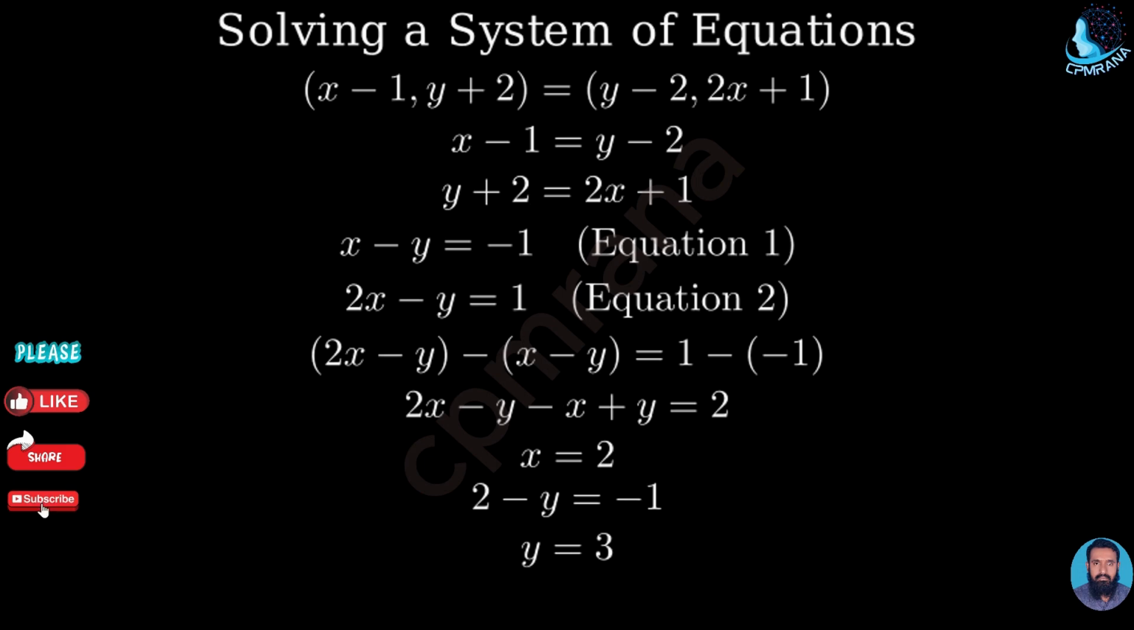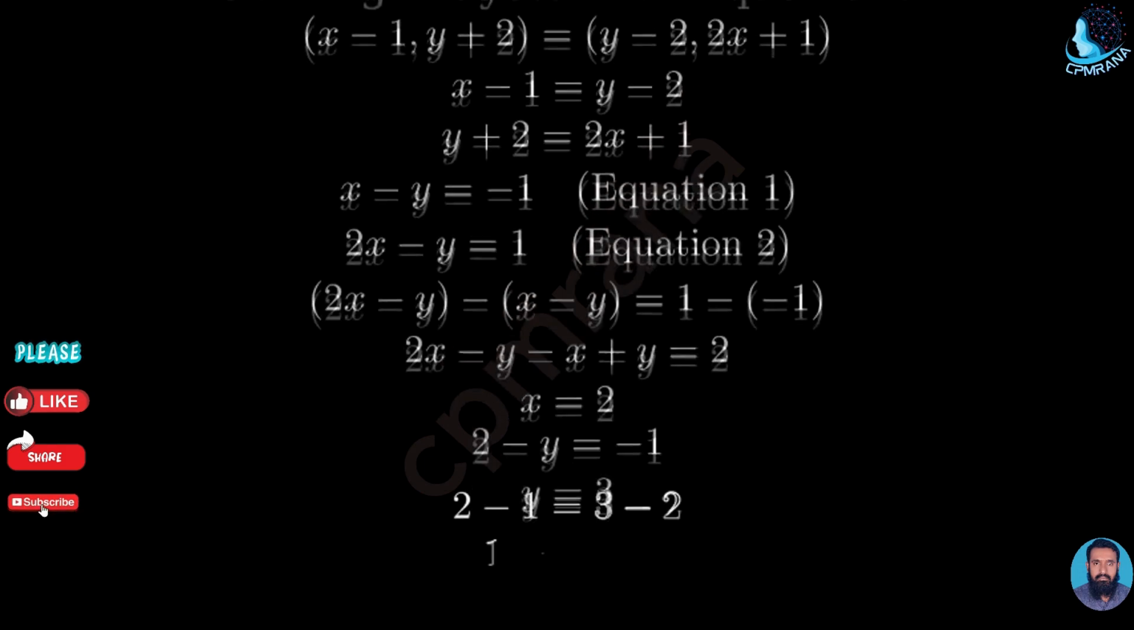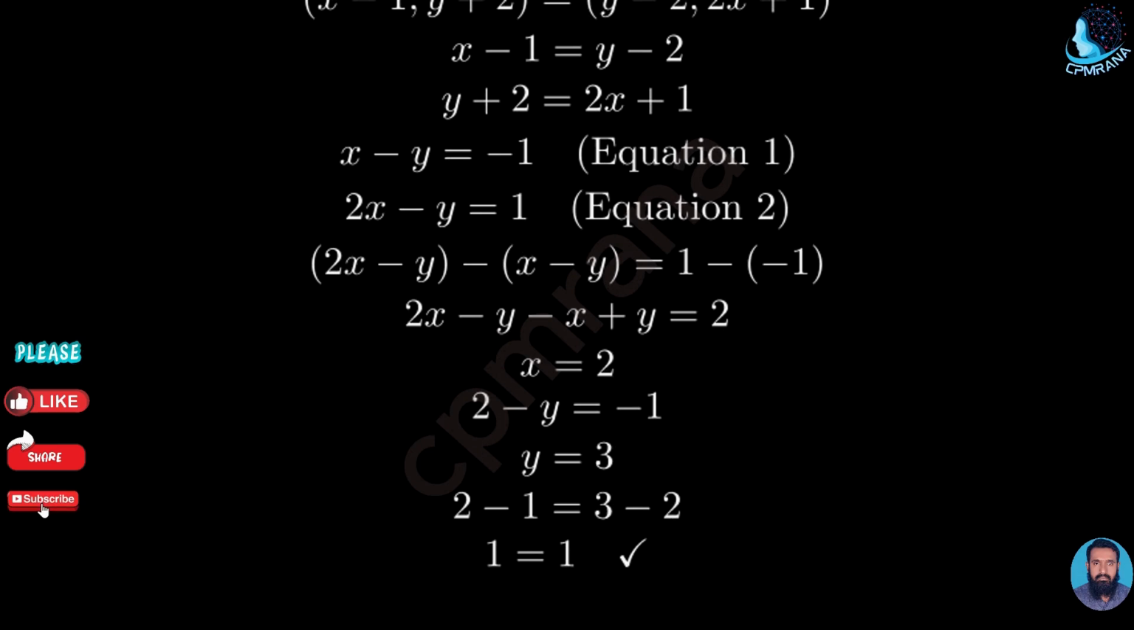Let's verify our solution by checking both original equations. For the first equation, when x equals 2 and y equals 3, 2 minus 1 equals 3 minus 2, which is true since 1 equals 1.